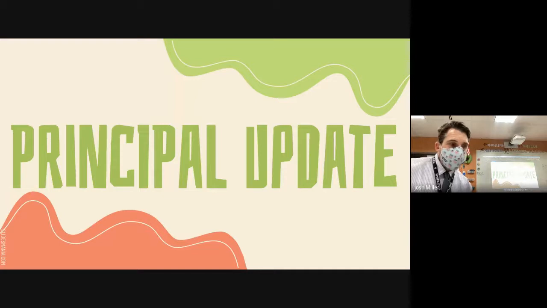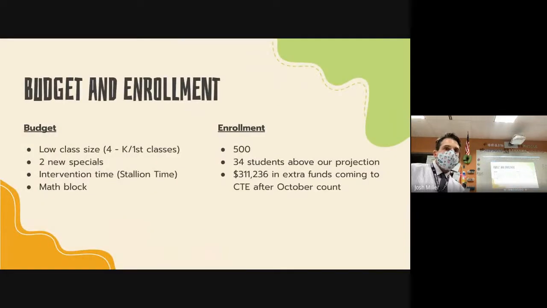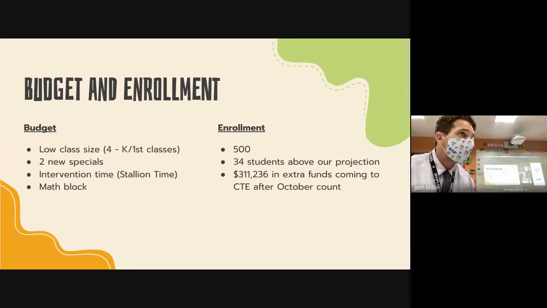From there, that moves into the principal update, which is pretty much what everybody's here for anyways. Some of the main things that have happened so far this year: our enrollment is right now at 499. We will be officially 500 by the end of the week, dependent on if we get it by October count. For those of you who are unfamiliar, we are funded every year based on the number of students that we have at Cherokee Trail.